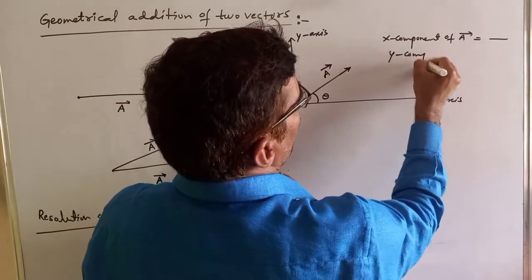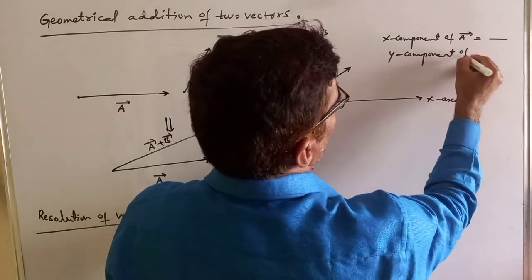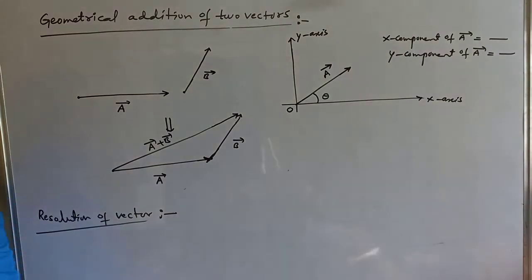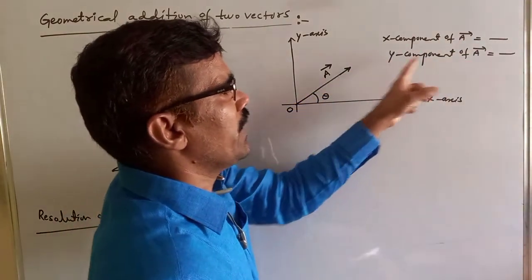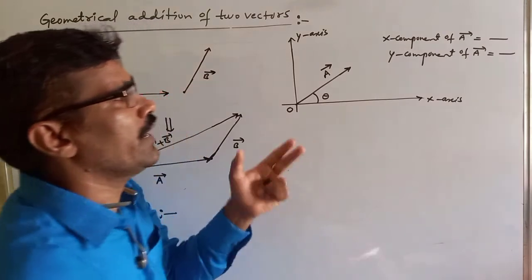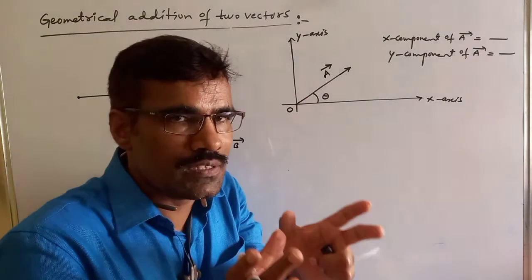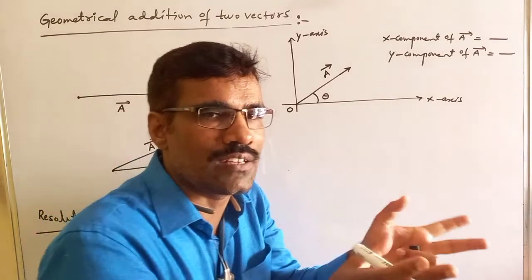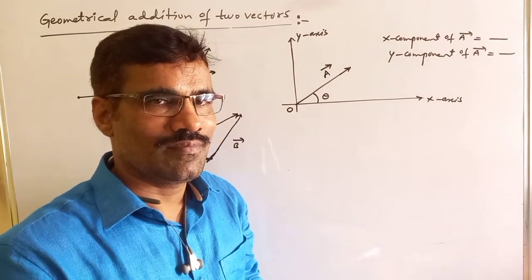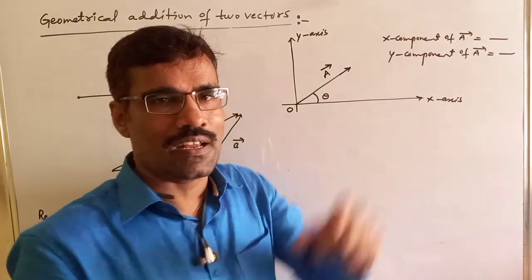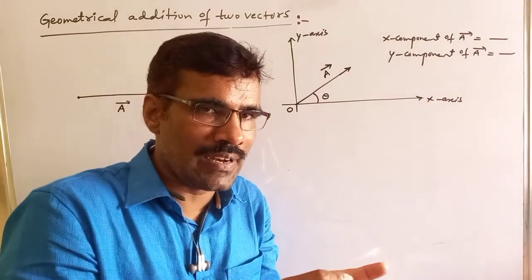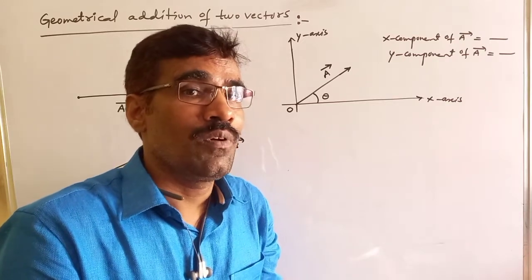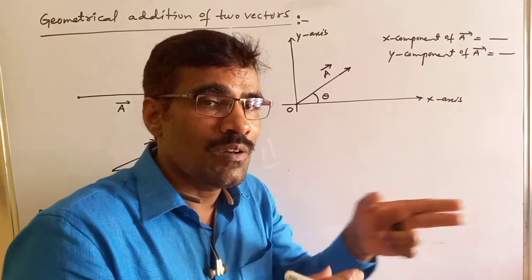Y component of A vector. I want this, the x component and y component. What is the meaning of x component of A vector? What is the magnitude of vector A in x direction? That is the x component of A vector. Y component of A vector is the magnitude of A vector in y direction.